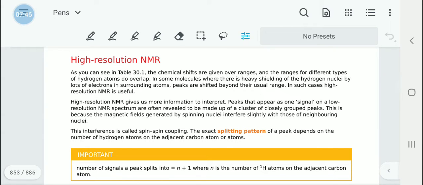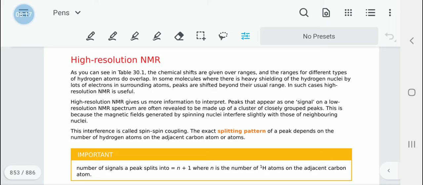High resolution NMR is useful to understand specifically what they are when the NMR values overlap, and also when there is heavy shielding of the hydrogen nuclei by many electrons that surround the atom, then the peaks will shift beyond their usual range. Then we also have to use NMR to specifically understand what it is. So it gives us more information to interpret.